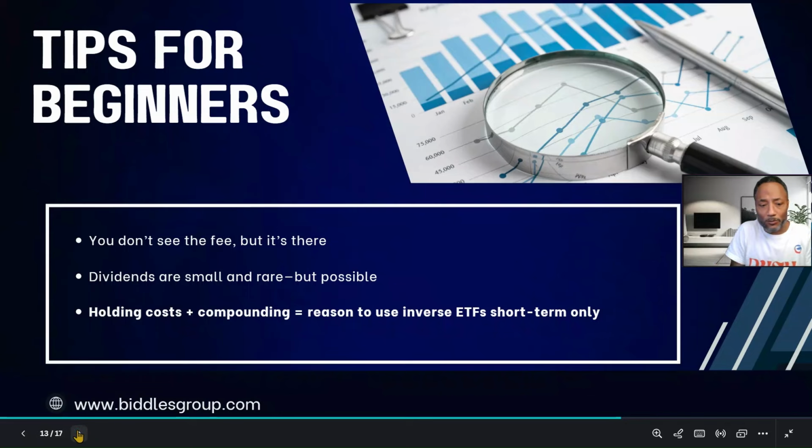So tips for beginners. I want to cover this. I want to jump into some charts. You don't see the fee, but it's there. Dividends are small and rare, but possible. Holding costs and compounding is going to be a reason to use inverse ETFs for the short term only.